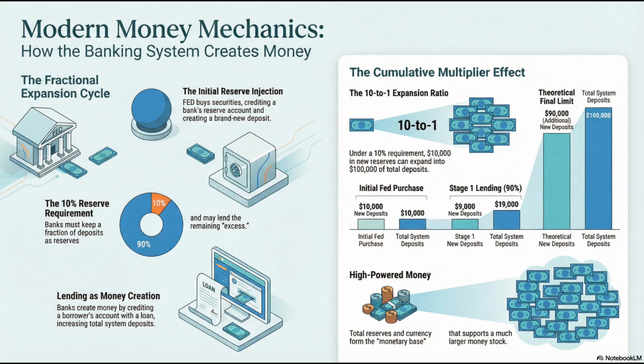Well, he could, but he realizes he doesn't even need to move the metal. He can just write out a new paper receipt. Wait, a receipt for gold that doesn't actually exist? A receipt that claims to be backed by gold. If he has 100 pounds of real gold, but he issues paper receipts for 200 pounds of gold, he has quite literally just created money out of thin air. Just by writing it down. Yes, and he lends those extra newly created receipts out to people and charges them interest on it.